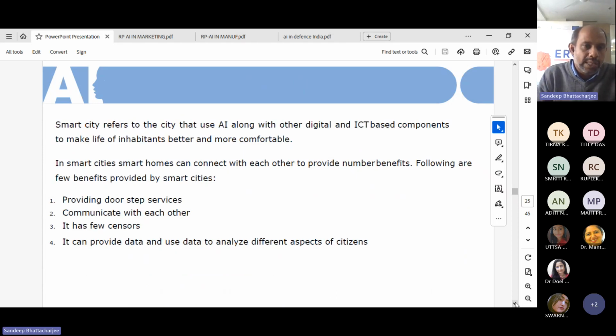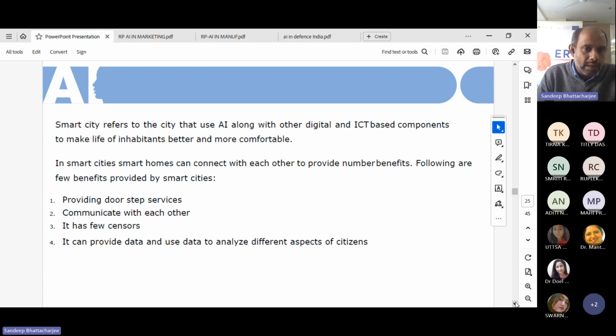So if you see the concept of smart city, it refers to that city which uses AI and other digital and ICT based components, internet based communication technologies. So ICT stands for that. So based components so that your life becomes better and more comfortable.